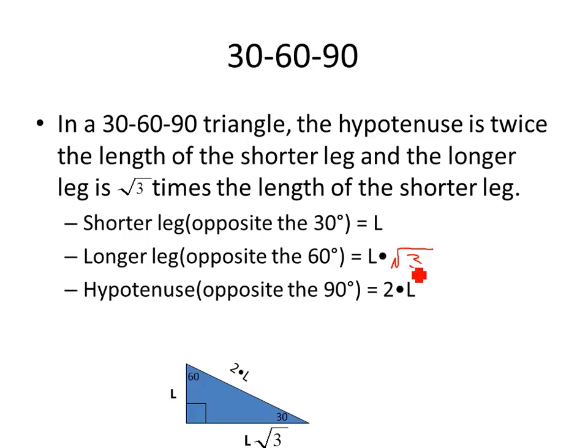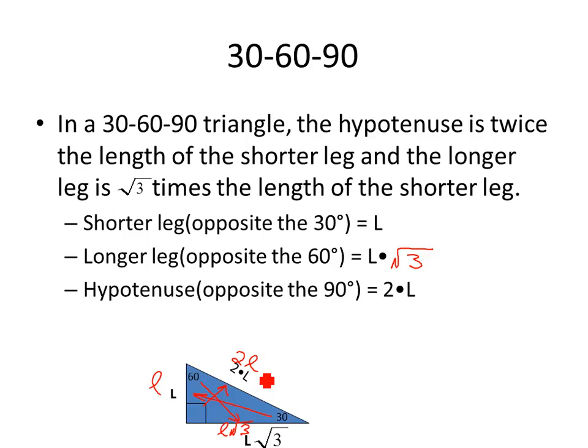In a 30, 60, 90, the very first thing I want you to do every single time: the side across from the 30-degree angle, label it L. The side across from the 60-degree angle, L times the square root of 3. The side across from the right angle, 2L.